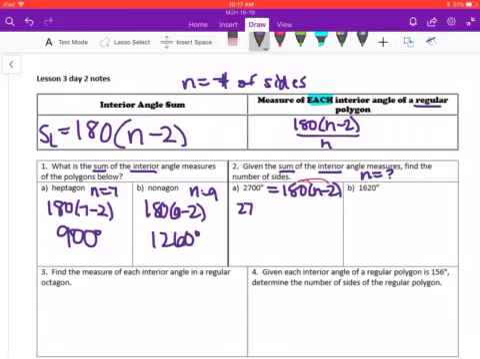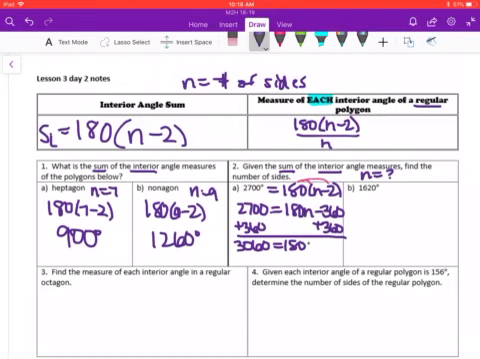So you will have 2,700 equals 180n minus 360. Add 360 to both sides when you solve. And when you do that, 2,700 plus 360, 3,060 equals 180n. Once you divide by 180, 3,060 divided by 180, you should get n is 17. I'd like you to try B on your own. Pause the video, try out B.